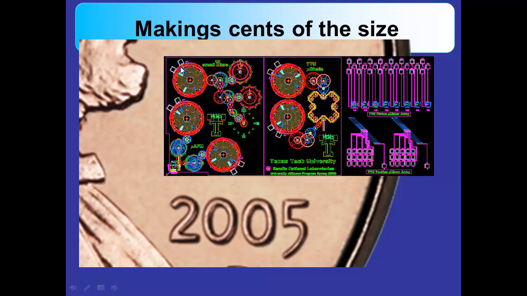We'll show a couple of micromotors, and I'm pointing to one right here. This is about 1 millimeter in diameter and actually produces rotational motion. The diameter of this micromotor is similar to the 0 that appears in the date on this particular penny.